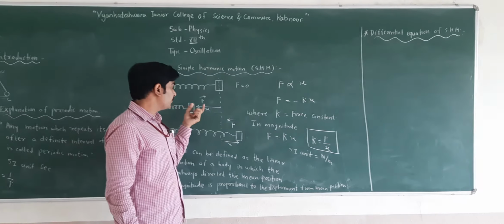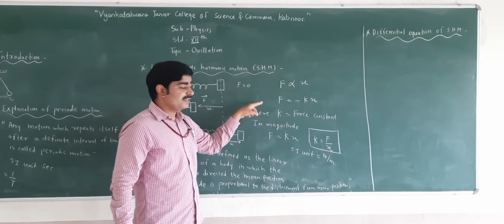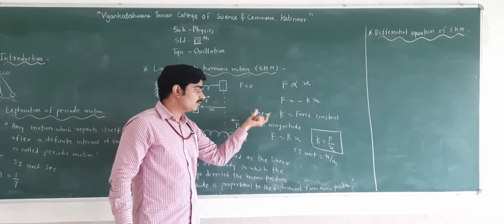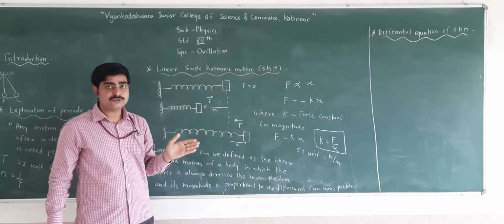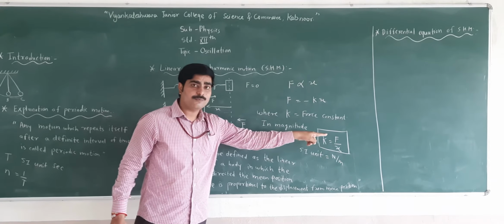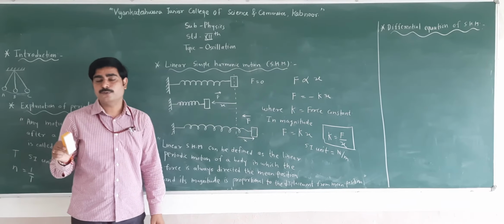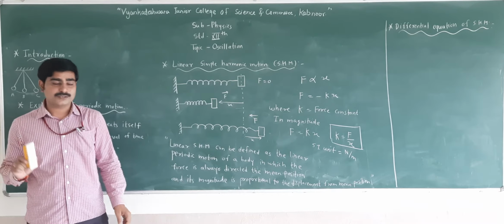From this, we can say F is directly proportional to x, F is equal to minus kx, where k is the force constant. In magnitude format, we should think without the negative sign. So k is equal to F upon x, that is the formula for the force constant. The SI unit of the force constant is Newton per meter.